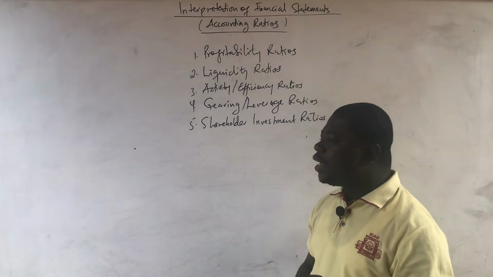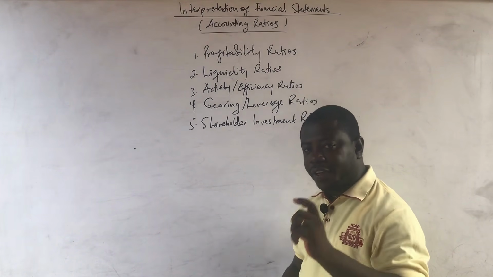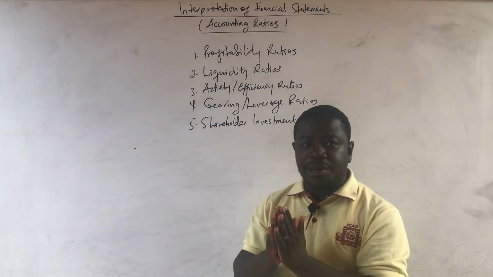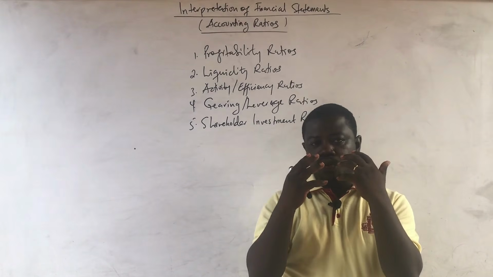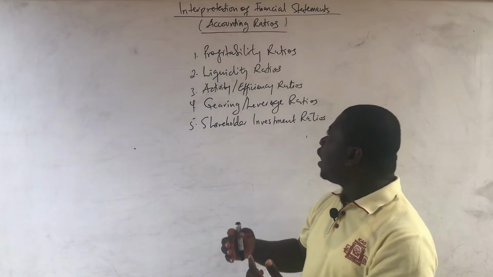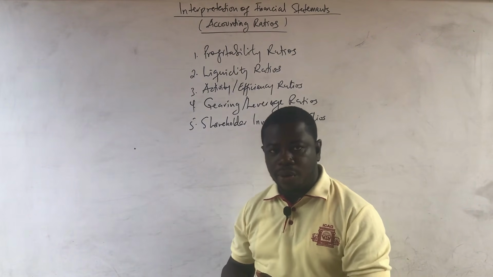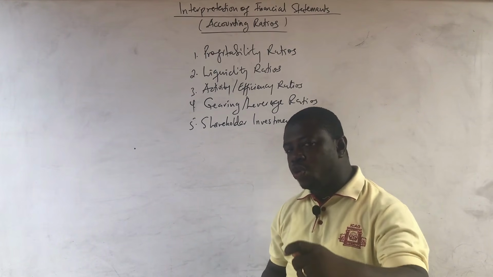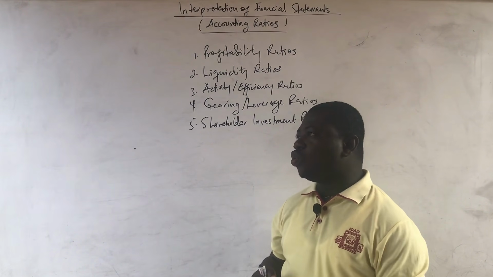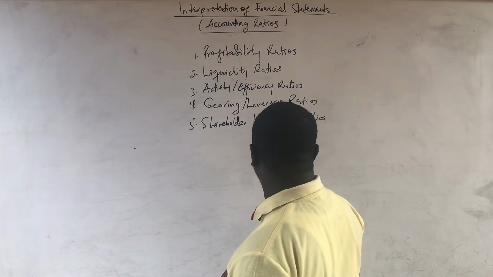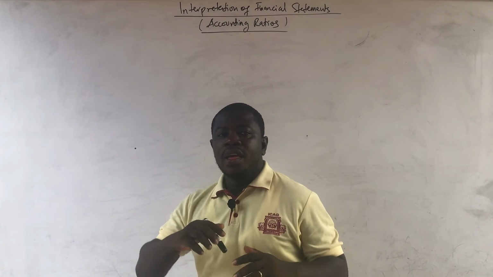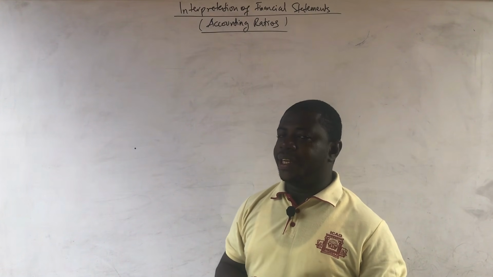Because one of the main functions of accounting and finance is to interpret financial statements to the users. And so just pay attention as I take you through these ratios one by one. I'm going to first of all show you how to calculate, and then we are also going to learn how to interpret them. Okay. And so we are going to begin with the profitability ratios.